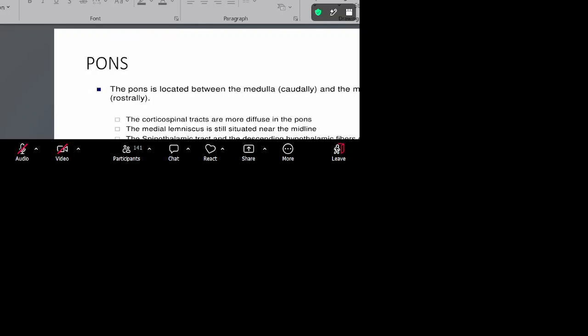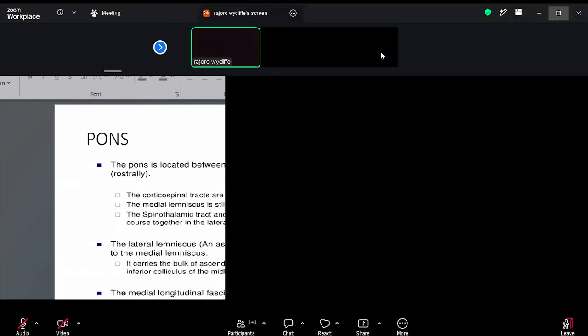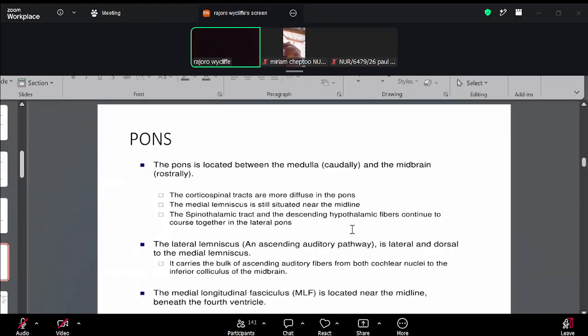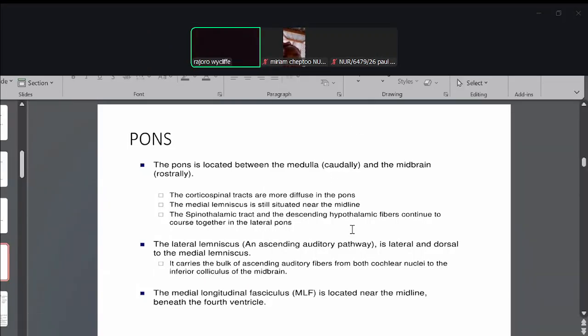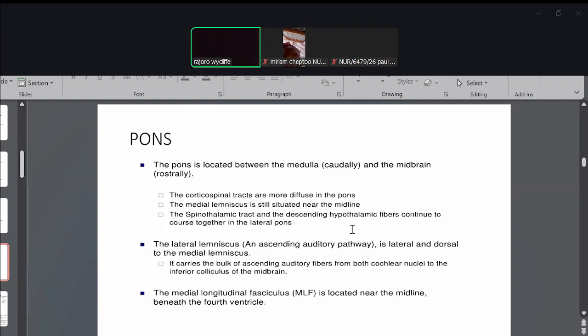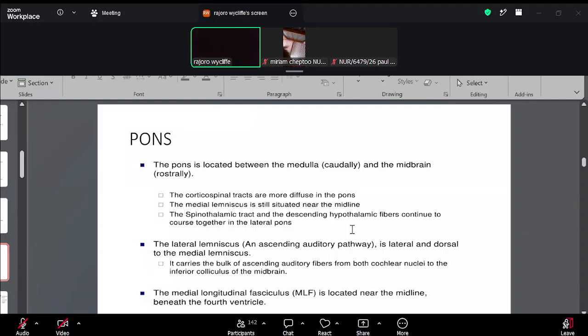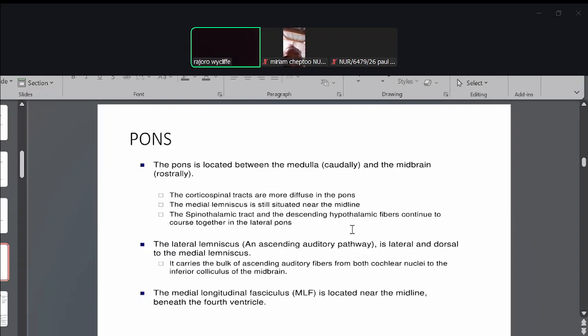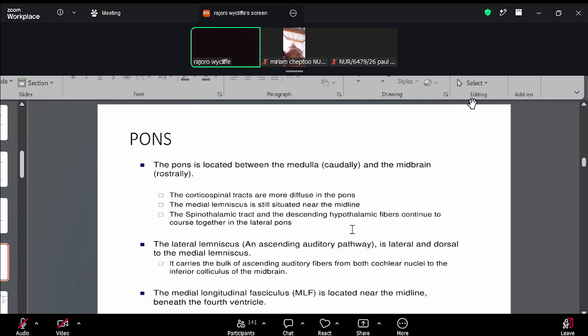Then you have what we call the lateral lemniscus. This is an ascending auditory pathway. It is lateral and dorsal to the medial lemniscus. It carries the bulk of ascending auditory fibers, which run from both cochlear nuclei to the inferior colliculus in the midbrain. Then lastly, we have the medial longitudinal fasciculus. It is located near the midline beneath the fourth ventricle.